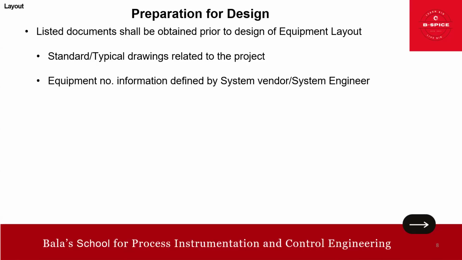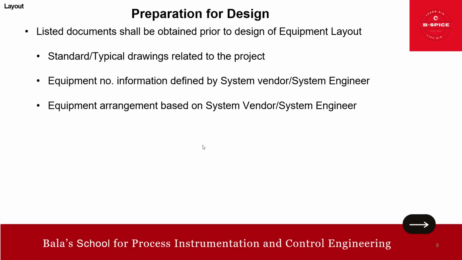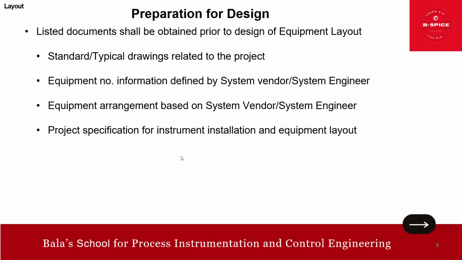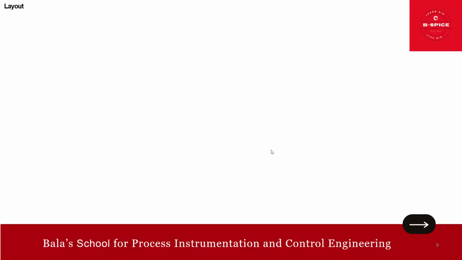Then equipment number and information defined by the system vendor, Yokogawa, Emerson, like that. Then equipment arrangement based on the system vendor. They will arrange some sequence, like a DCS system in one row, then an emergency system in another row, and FGS in another row. They could have arranged some basic layout. So that should also be referred to. Then the project specification for instrument installation and layout. I think this is getting repeated. Never mind. So these are the preparations for the design.